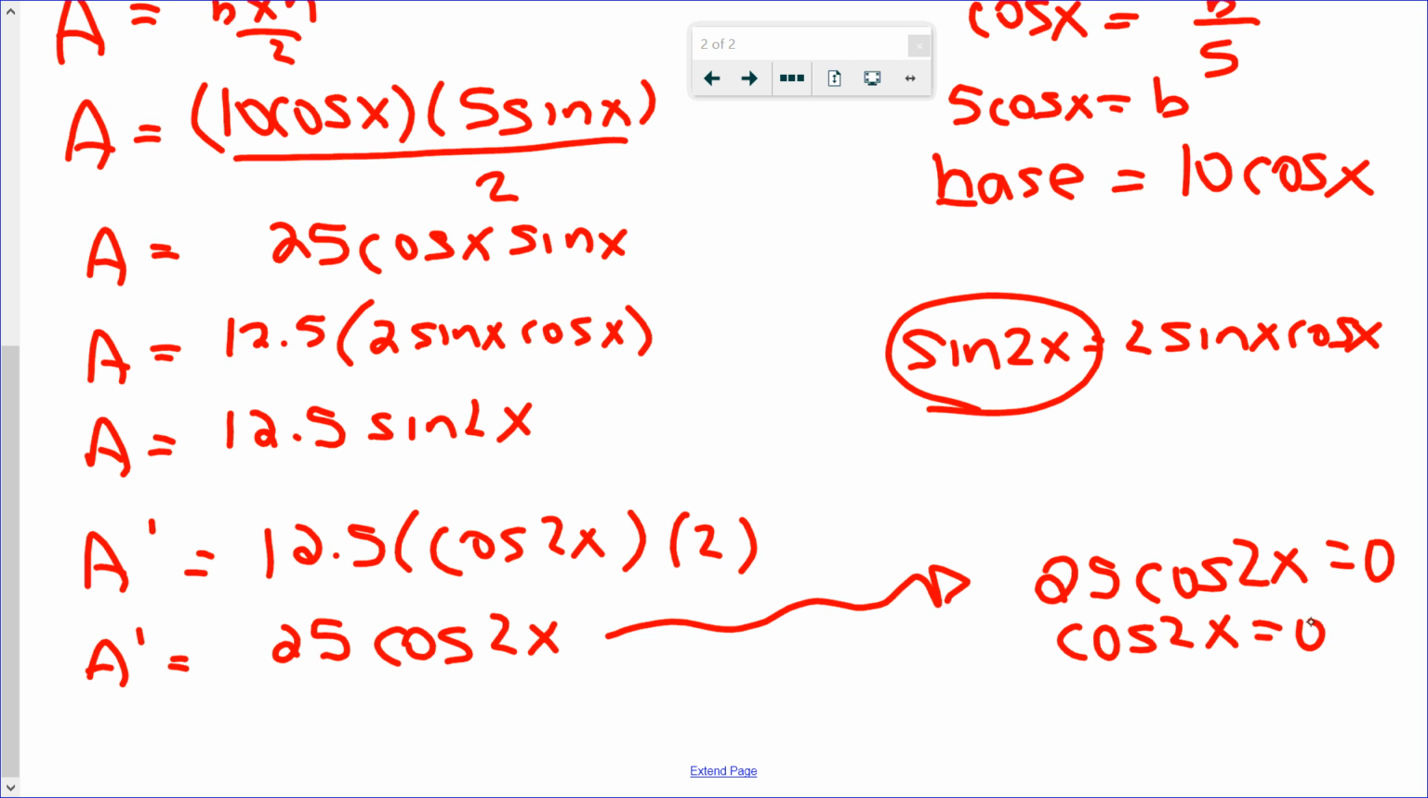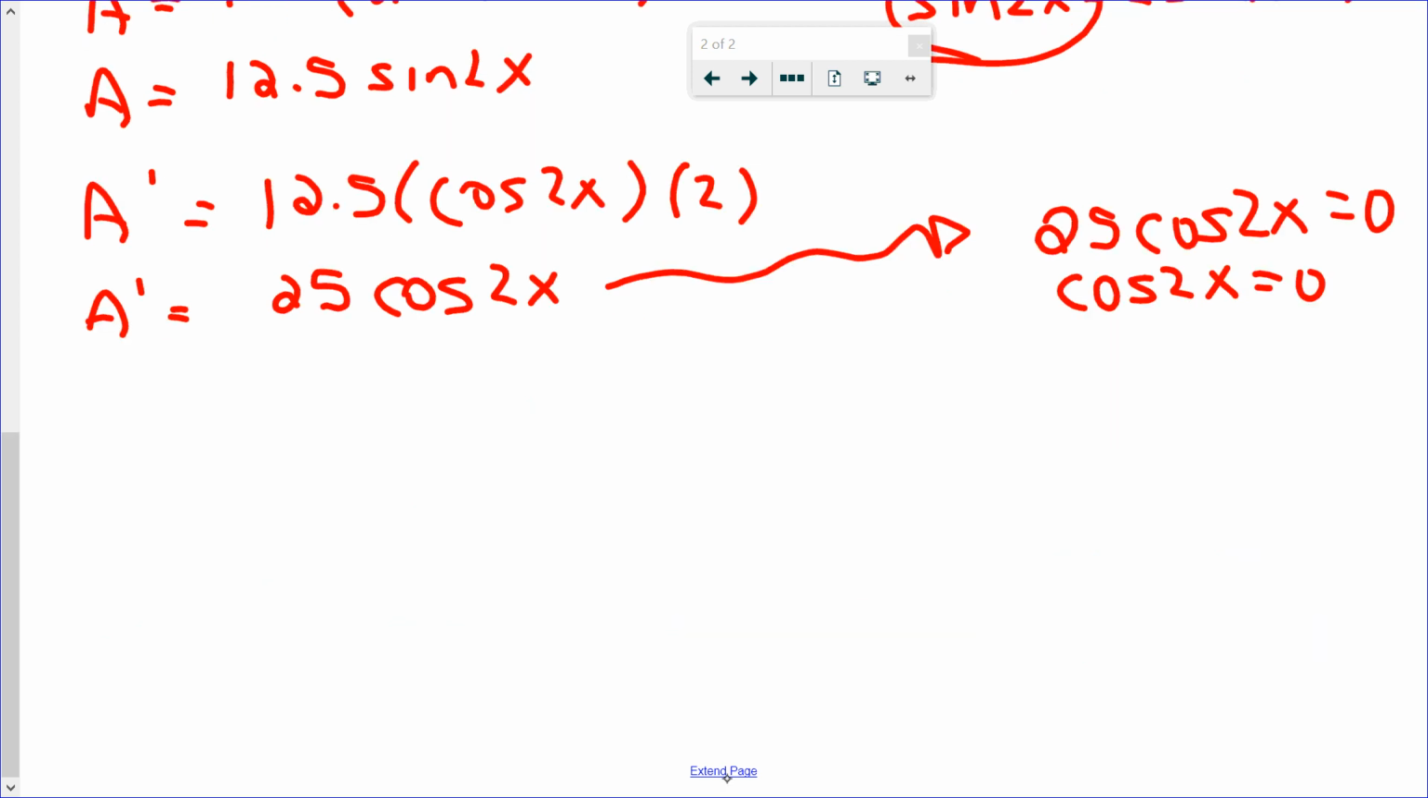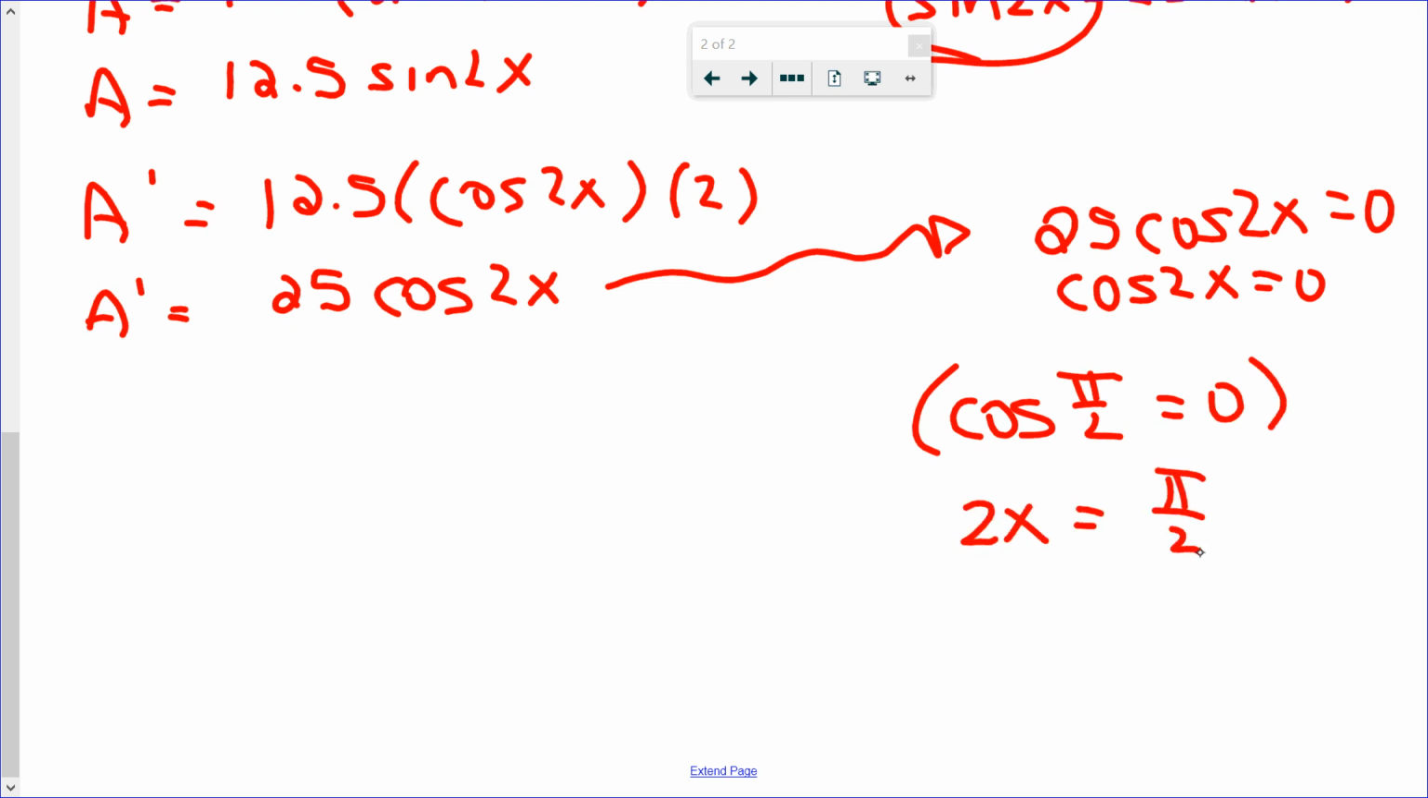Well, what value of cosine has a ratio of 0? Well, I know that, I'm just writing this down in brackets, cos of pi over 2 equals 0. So that means that 2x has to equal pi over 2. Divide both sides by 2, and my critical value is pi over 4. Now I need to prove that that's going to give me a maximum.